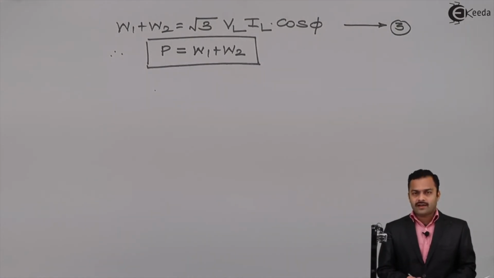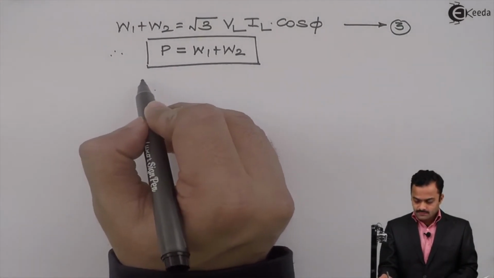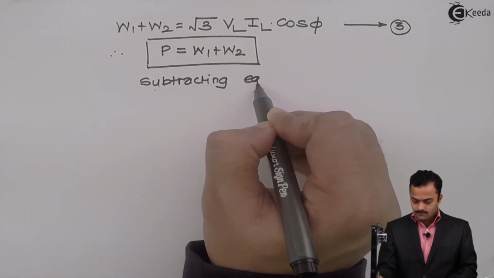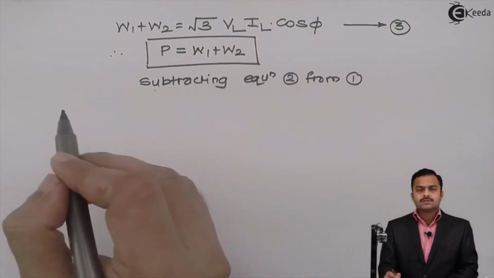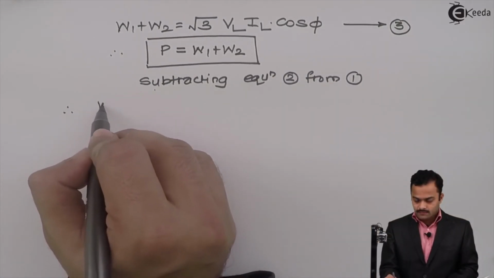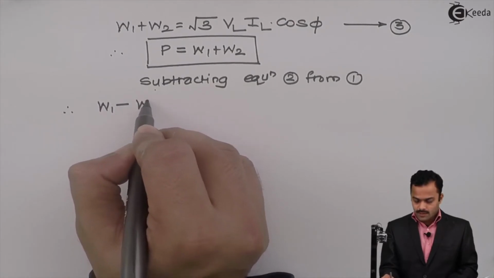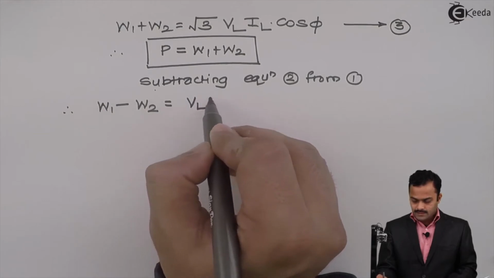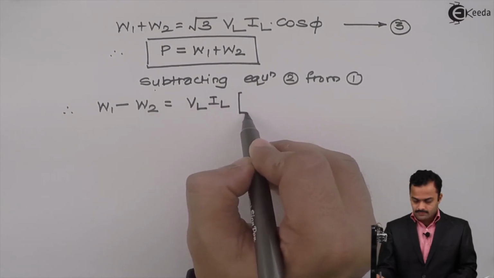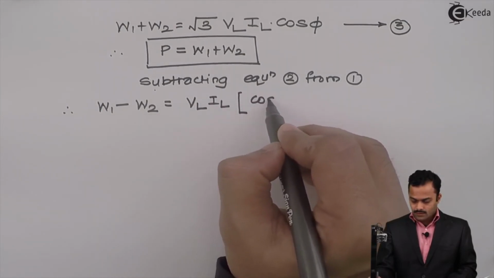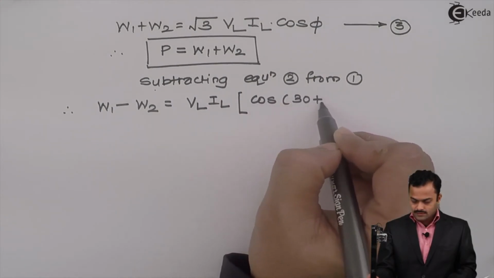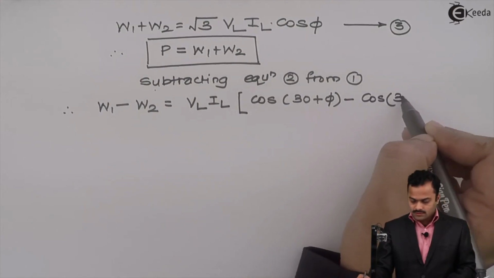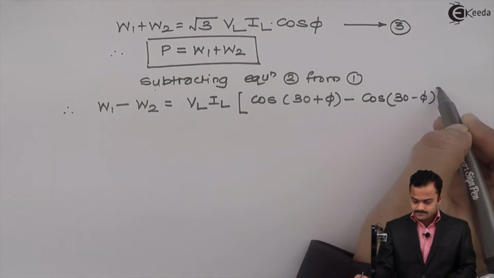Let's find out the power factor. For that, we need to do subtraction of equations 1 and 2. So if I do that, I will get W1 minus W2 as VL IL. Once again I will take common. In bracket I will get cos 30 plus 5 minus cos 30 minus 5.